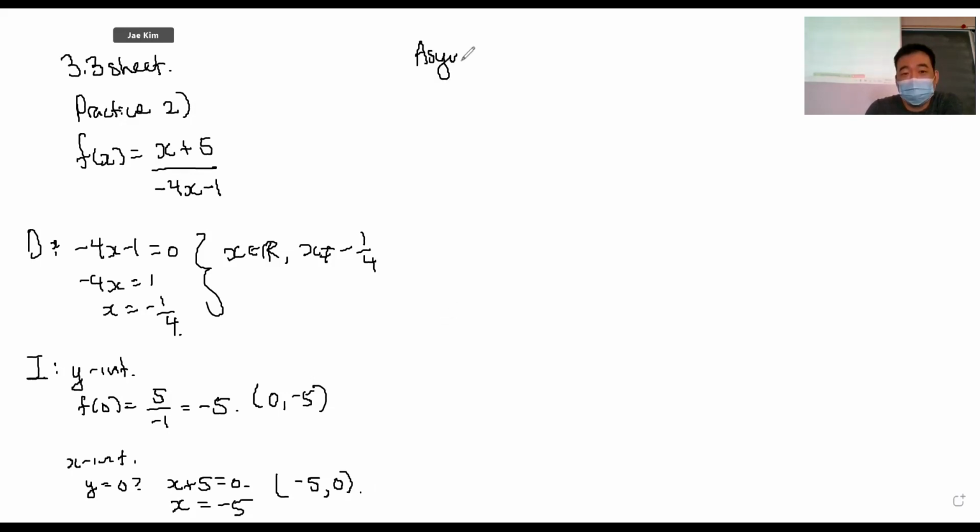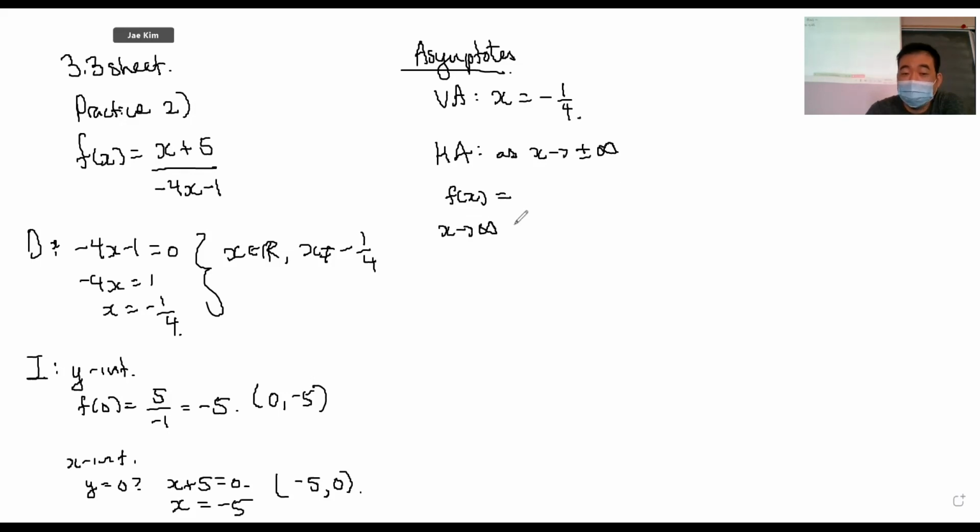Asymptotes. The vertical asymptotes, my new definition was, take a look at the domain. What's the restriction? When the denominator approaches a 0, we will get a vertical asymptote. So x equals -1 over 4 is my vertical asymptote. For horizontal, what is y approaching as x approaches positive or negative infinity? So what is f of x as I approach a positive infinity?